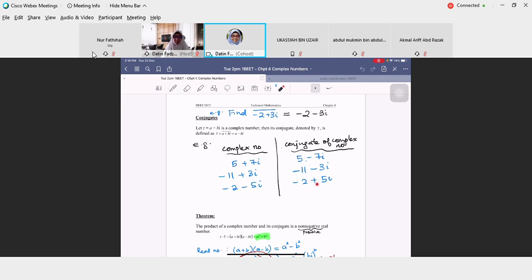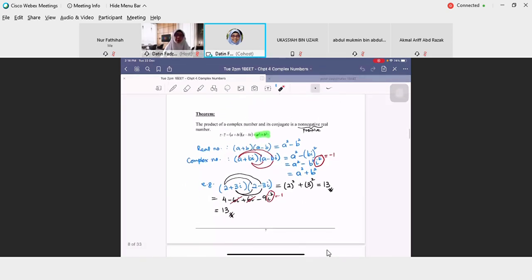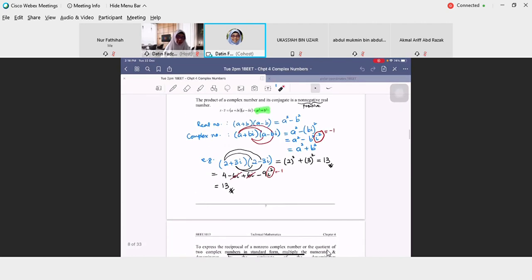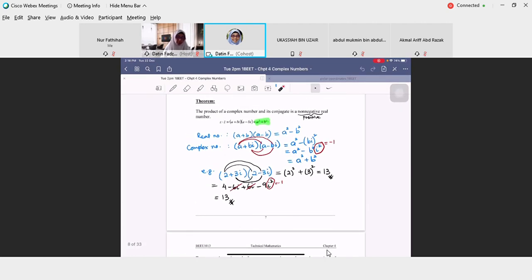The sign for the imaginary part. And then you also have a theorem for the product of conjugate pairs. A plus bi times a minus bi has a formula, which equals a squared plus b squared.